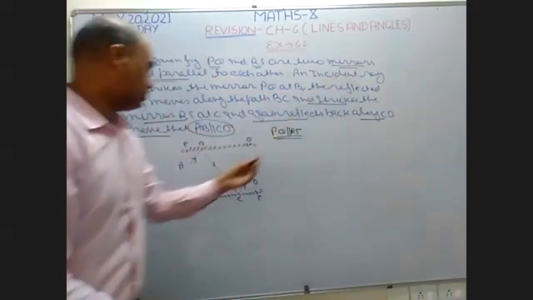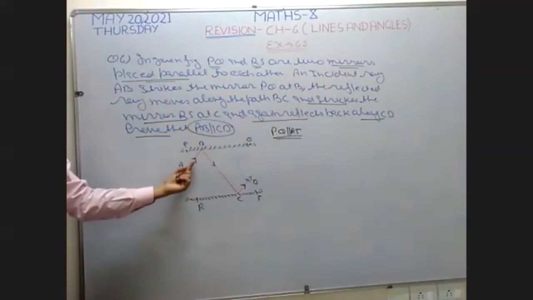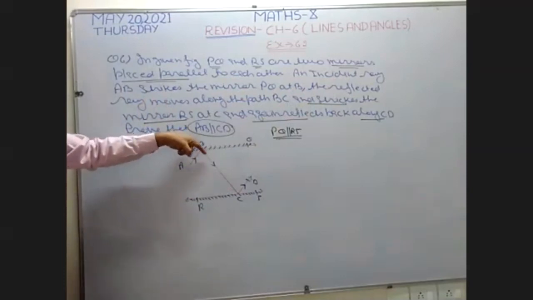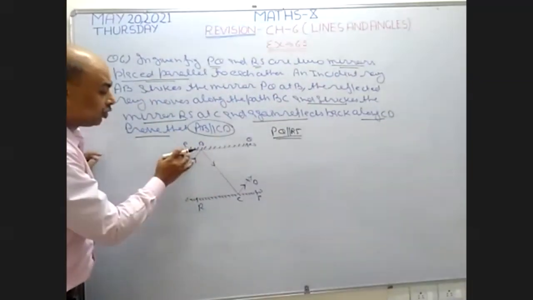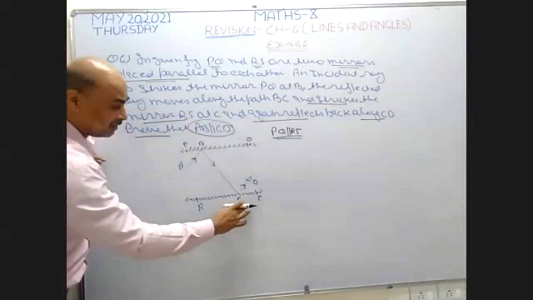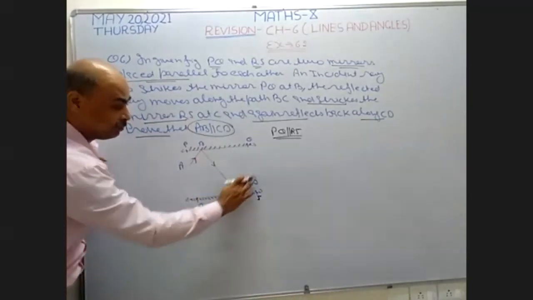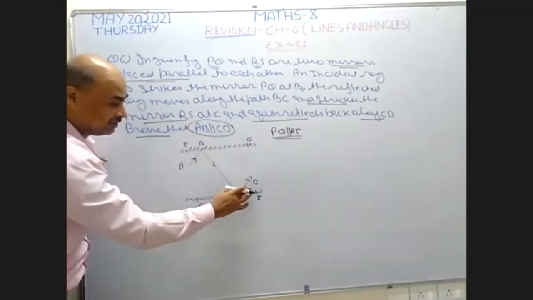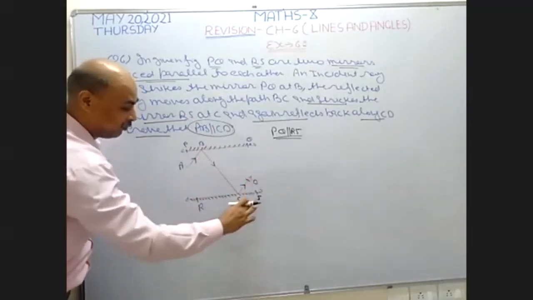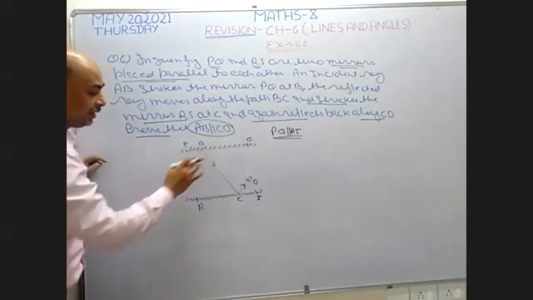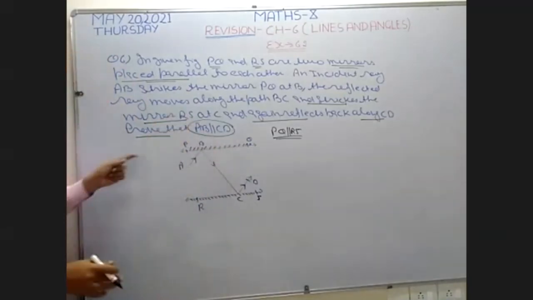And incident ray means AB. This ray is called incident ray, and ray BC becomes the reflected ray. When this strikes the mirror and reflects back, AB becomes the incident ray and BC becomes the reflected ray for mirror PQ. But for mirror RS, BC becomes the incident ray and this becomes the reflected ray. Okay, beta? Understand? For the first mirror PQ, the incident ray is AB and the reflected ray is BC.